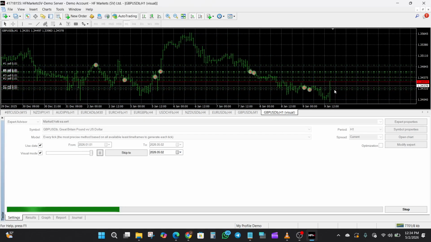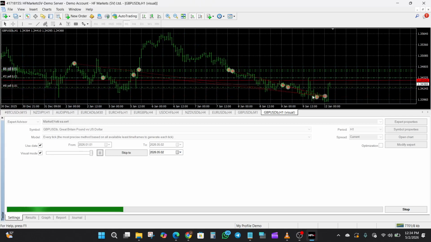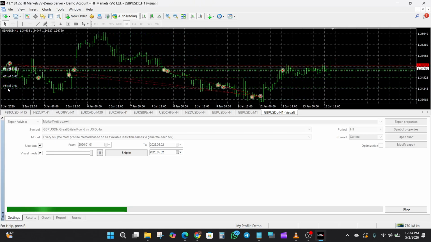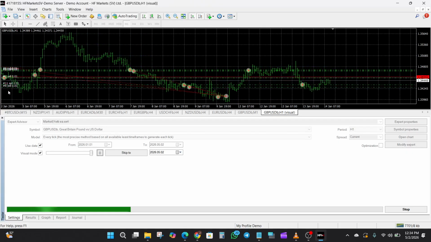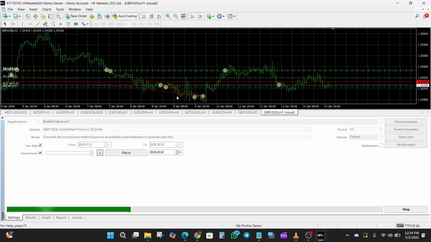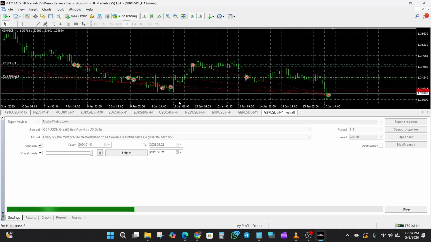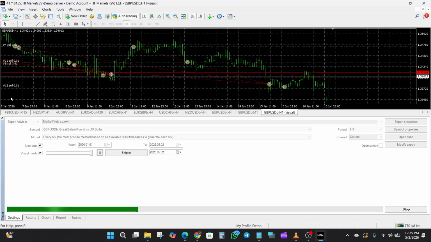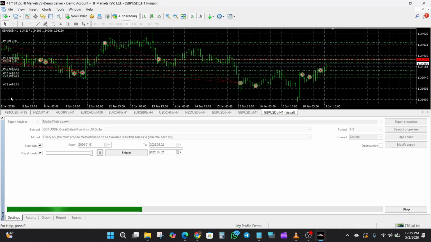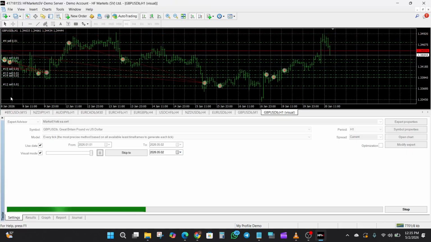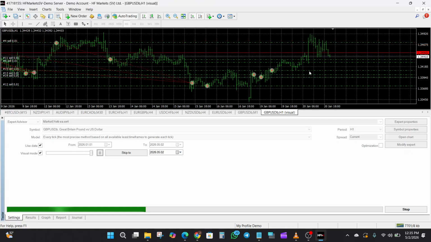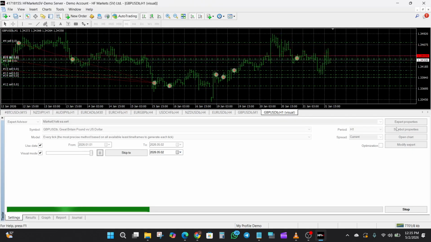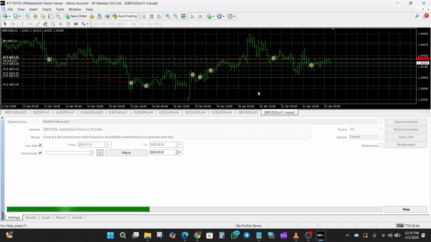So we can see that the EA continues to add more trades. You can see that the EA actually stacks trades. About 8 sell trades have been executed already. All right. And then we can also see, okay, this should be around 12 sell trades now. All right. Let's just keep going.